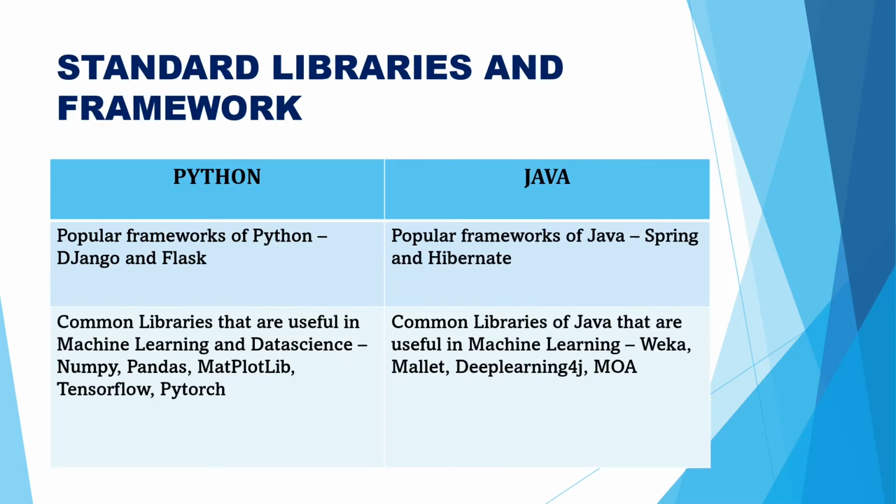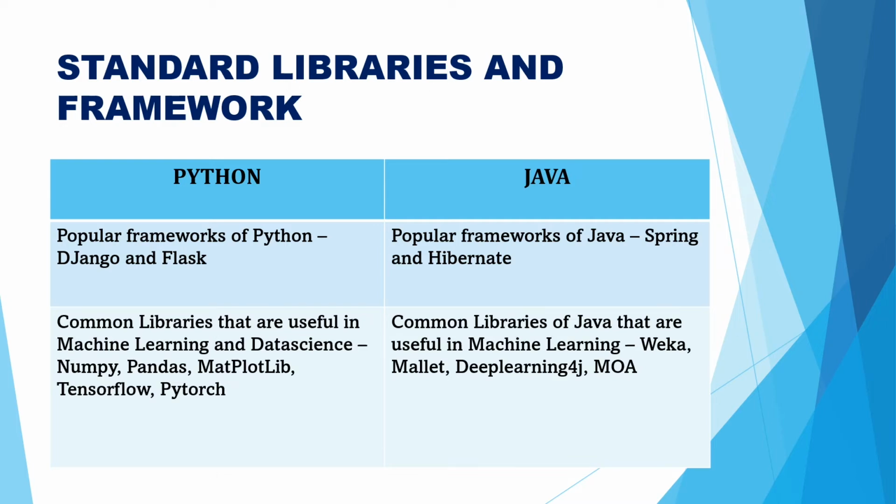Now we'll see how they differ with standard libraries and frameworks. In the previous video, we have discussed some standard libraries in Python. Both languages have many frameworks and standard libraries. Popular frameworks of Python include Django and Flask. Popular frameworks of Java include Spring and Hibernate.